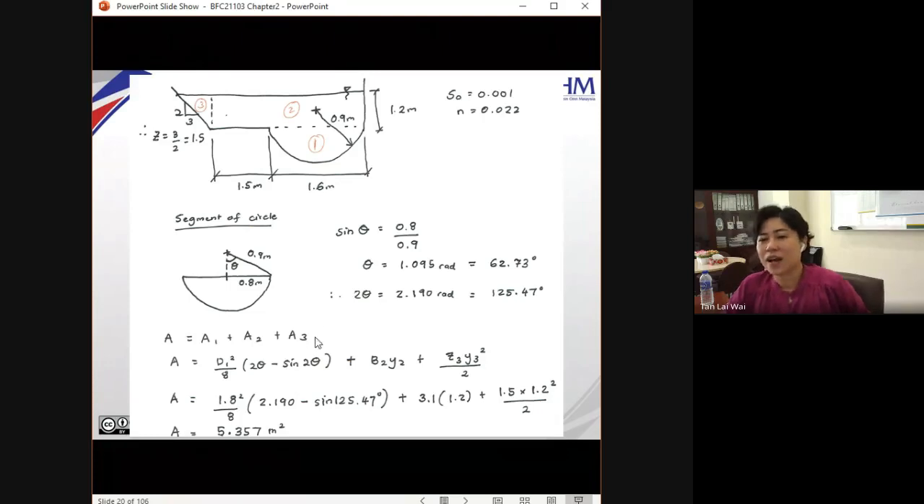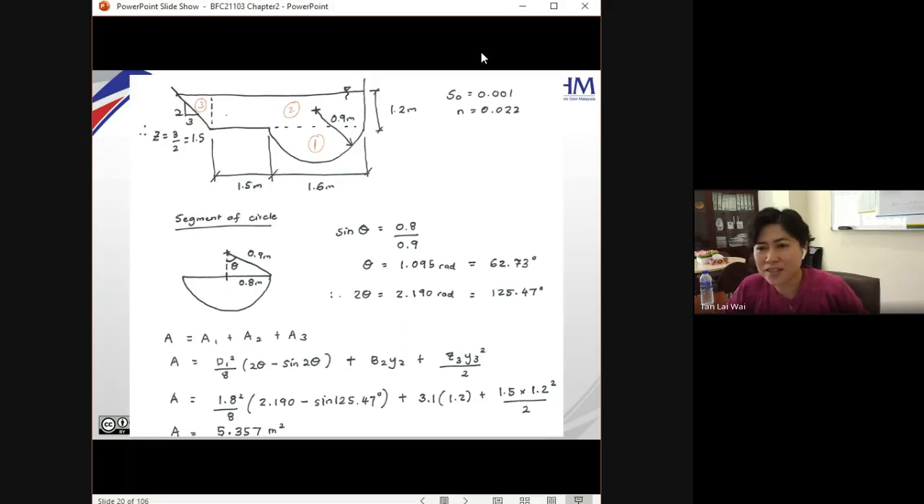So therefore, my flow area for this compound channel would be 5.357 meters squared. Some of you may ask me, how many decimal points do you need to give for your answer? You need to provide me 4 significant numbers. For example, in this case, 5.357 is 4 significant number. In this case, this is 5 significant number. You could give me 1 to 5.5, it doesn't matter. Because, as I said, I actually need 4 significant number.